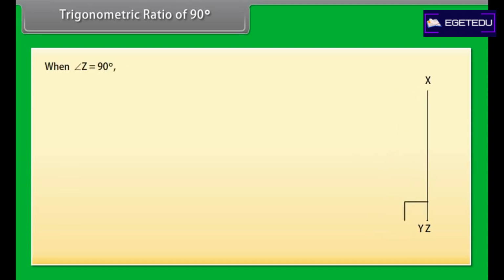Tan Z is equal to tan 0 degree, which equals XY upon YZ, equals 0 upon YZ, is equal to 0. Trigonometric ratio of 90 degree.